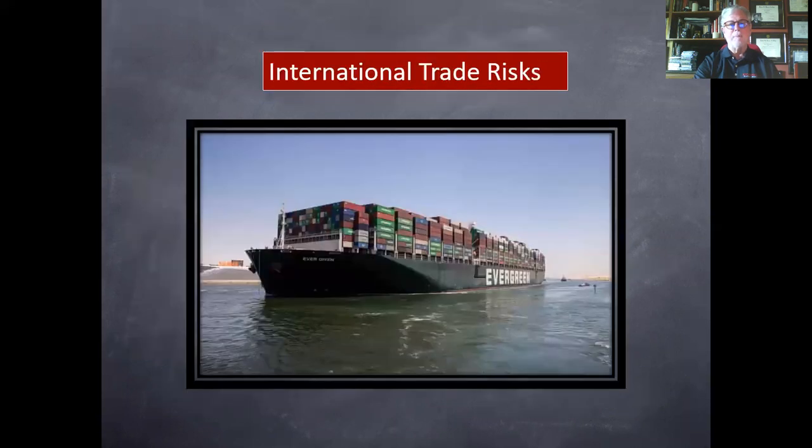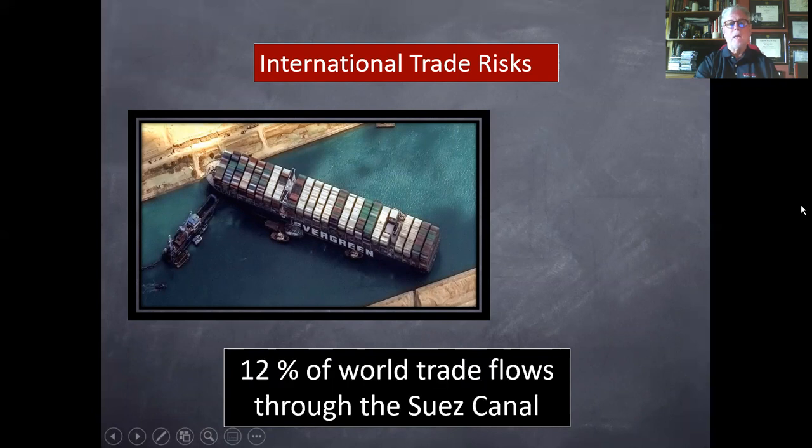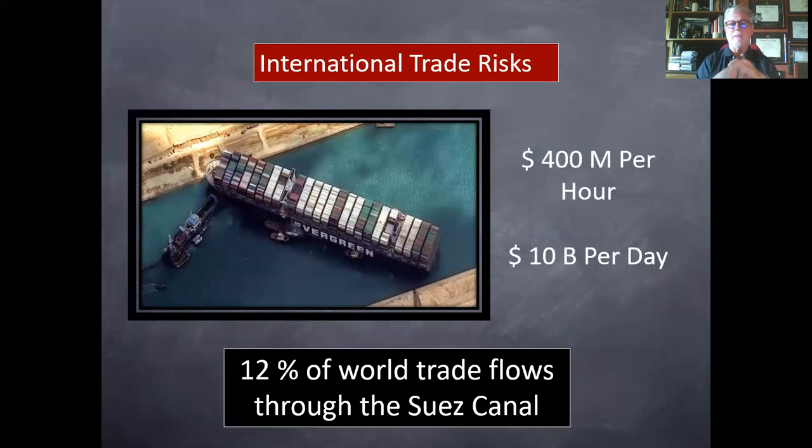As we look at container ships, the ship, the Evergreen, which is the biggest container ship ever made, got stuck sideways in the Suez Canal. So that means that everything that was in these containers never made their way to market. In fact, 12% of the world trade flows through the Suez Canal. It's been said that there was a loss in trade of $400 million per hour, or $10 billion per day.